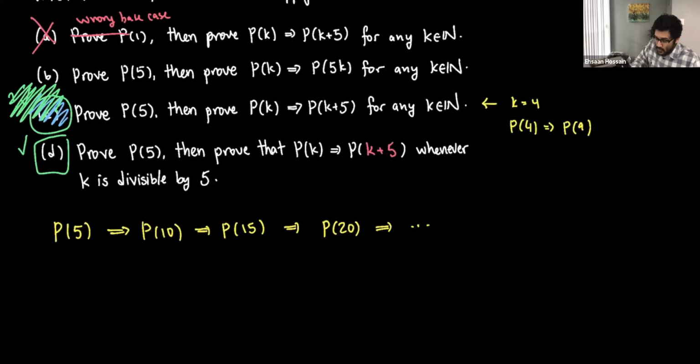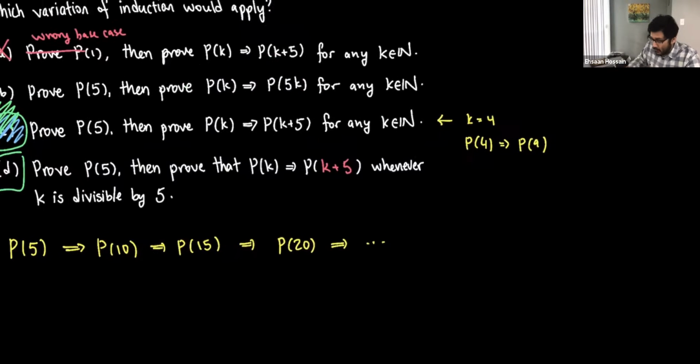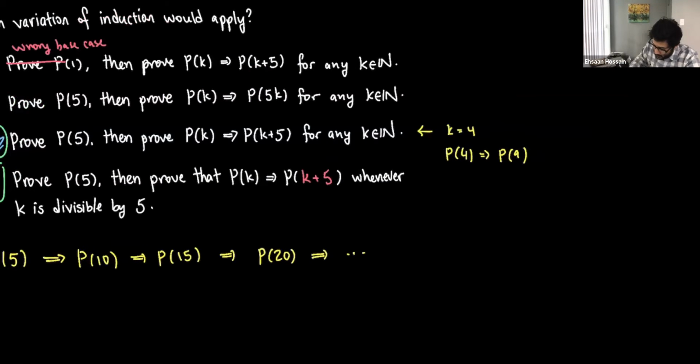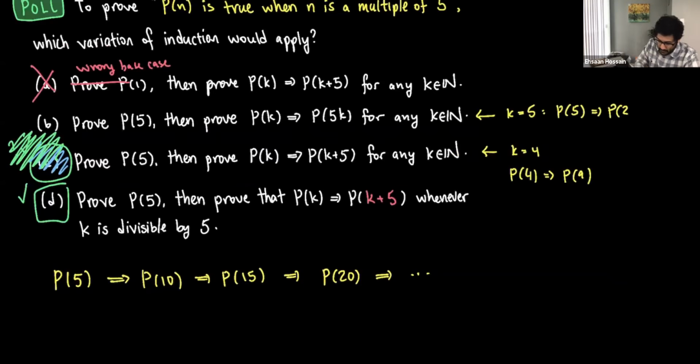And Michael's asking what's wrong with B. Well, for example, if k equals 5, that's obviously a multiple of 5, then the statement is P of 5 implies P of 25. And I've skipped P of 10, P of 15, and P of 20, right? So that's why B is wrong, because you skip too many cases. You want to get from each multiple of 5 to the next multiple of 5.